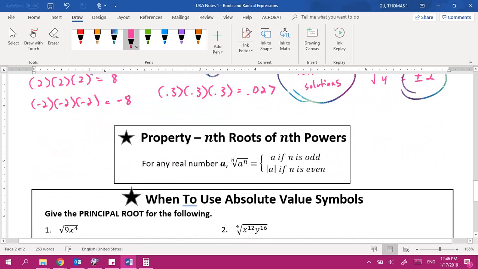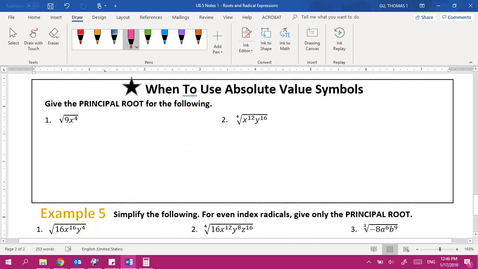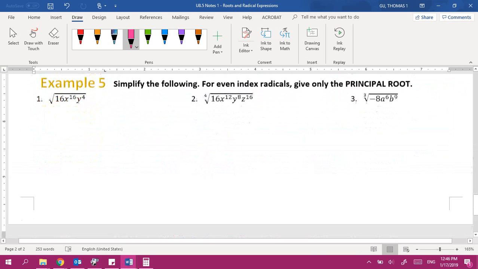Okay, so, all right, this little box has a property, but that's kind of obvious. But let's go to the important part right here: when to use absolute value symbols. This is very important. This is when you're asked to give the principal root for a root that has variables in it. Notice how these radicands have variables in them. You see the x and the y and stuff like that, right? So let's see how we're going to use this to find the principal root. Remember, principal root means what? Positive solutions, right?